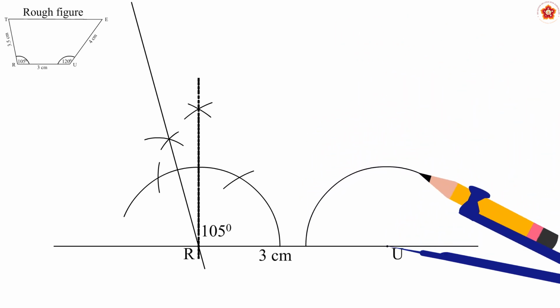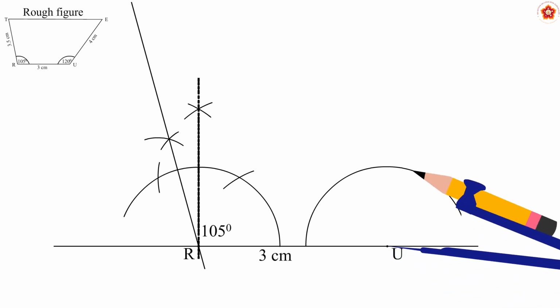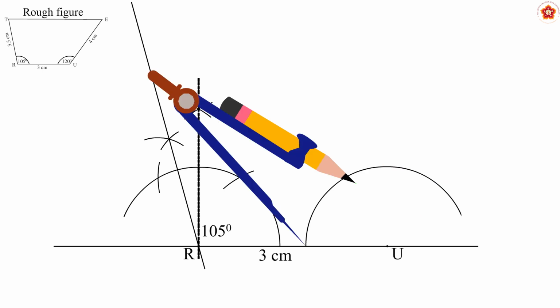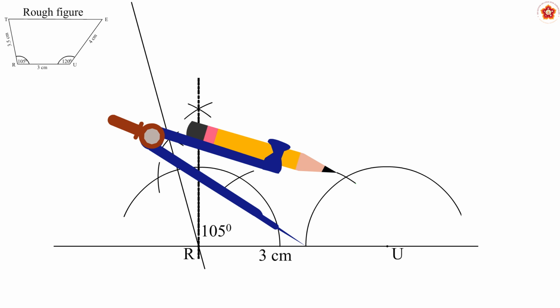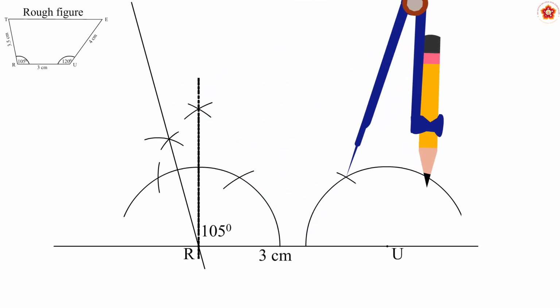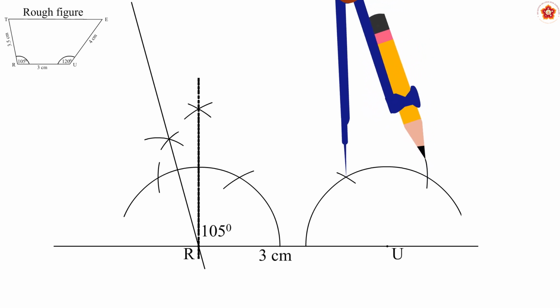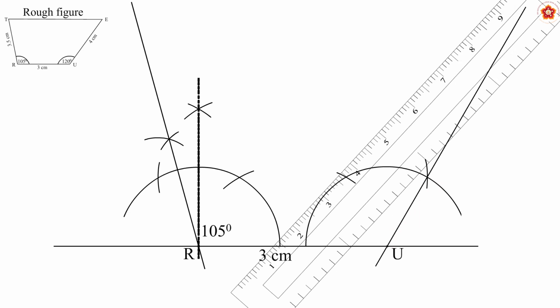Now similarly, at U, what is the angle required? 120 degrees. How to draw 120? Draw an arc of convenient radius. Draw 1 more arc. Then that point of intersection is to be taken, draw a line. So the first arc represents 60 degrees. The second arc represents 120 degrees. So using a scale, draw a line.